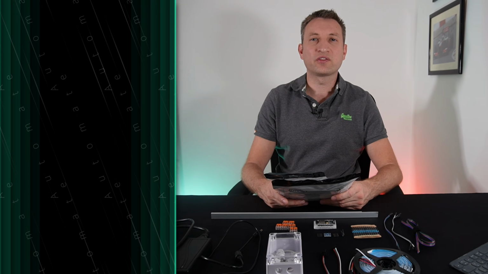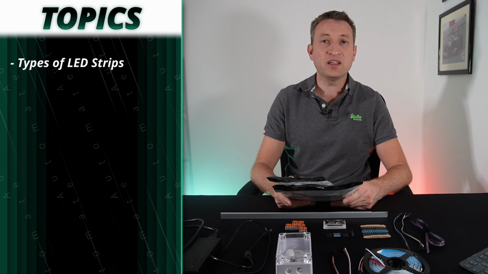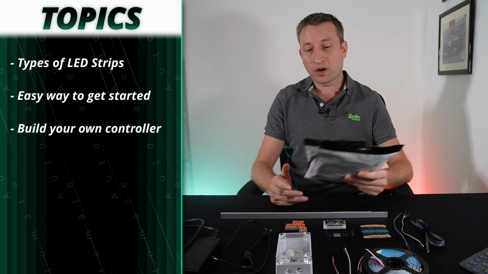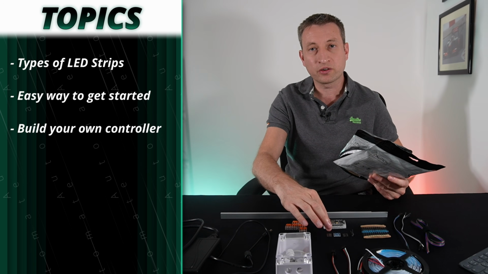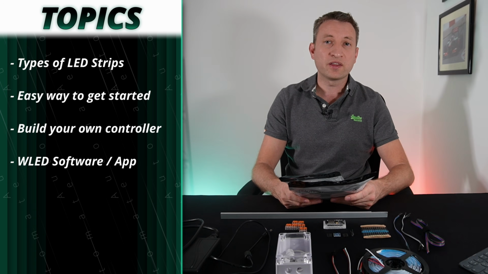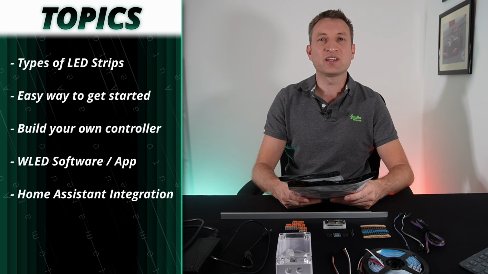So the topics we're going to cover in this video is the different type of LED strips briefly first, and then the easiest way to get started, which is with a pre-built controller and a strip of LED lights, and then building your own with components like these and a microcontroller. And then we're going to look at the WLED software. They've got an app and a web page. And of course, we're going to look at the integration into Home Assistant. So let's dive in.